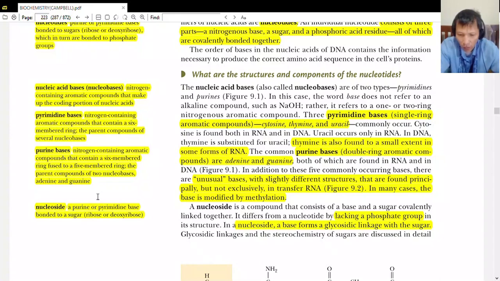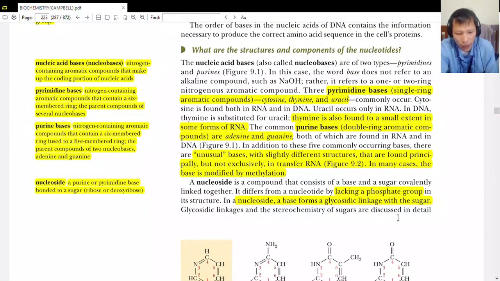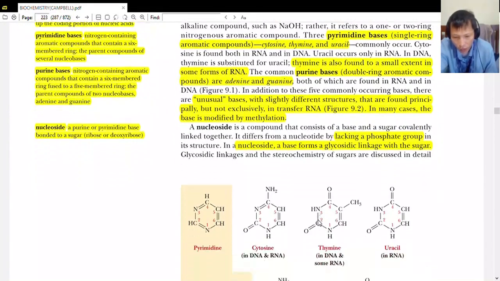Another term is a nucleoside. A nucleoside is a purine or pyrimidine base bonded to a sugar. Again, a nucleotide has three parts, but the pyrimidine or purine base and the sugar without the phosphate group is what we call the nucleoside. So the nucleic acid has three parts, but the nucleoside has two parts, meaning one of those is removed, so you can already classify it as a nucleoside. I've also highlighted the lacking phosphate group for the nucleoside.